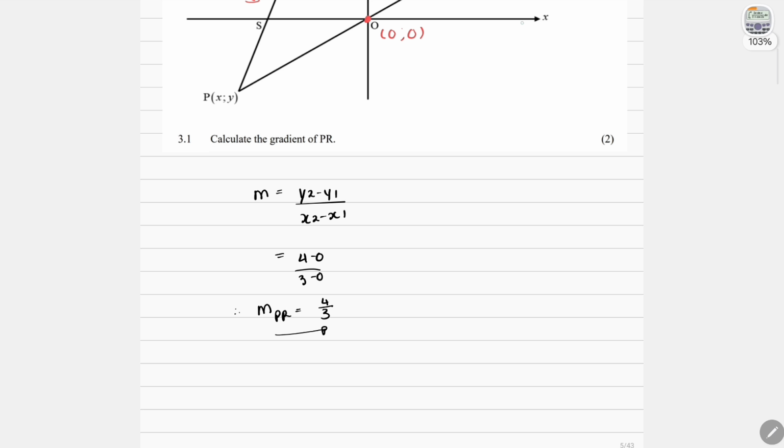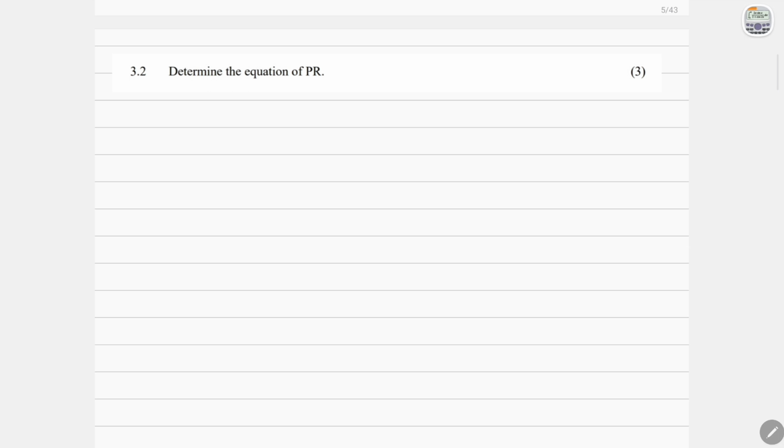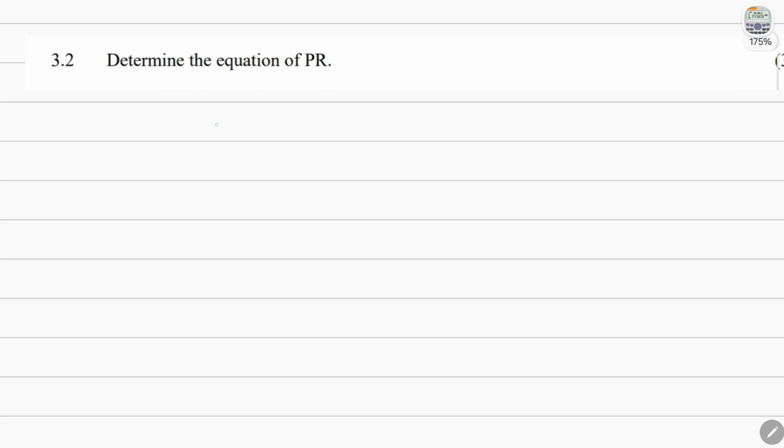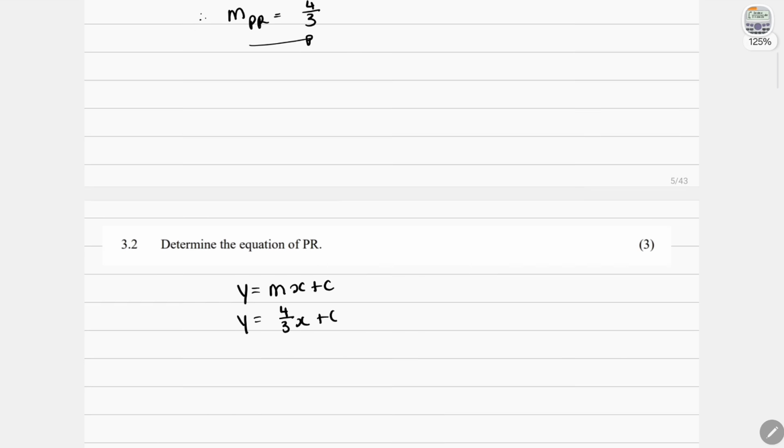Moving on to the next question. Question 3.2 says determine the equation of PR. Okay, so for PR, we have its gradient. And remember that the equation of a straight line is in the form of y equals mx plus c. We know the gradient is 4 over 3. So just 4 over 3 x plus c, and let's just look at what c is going to be.